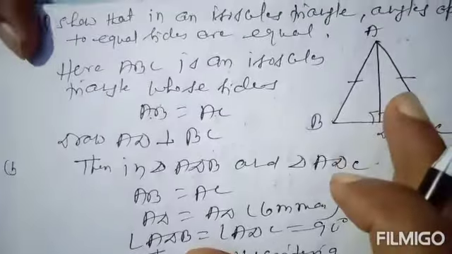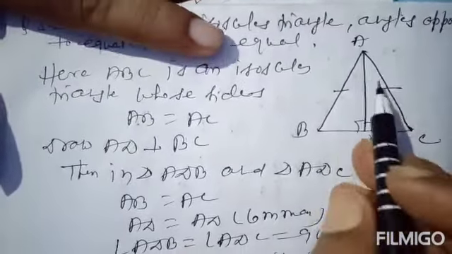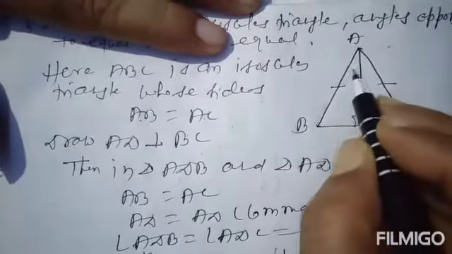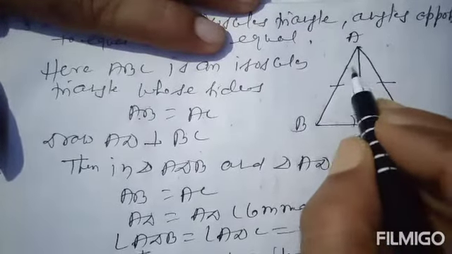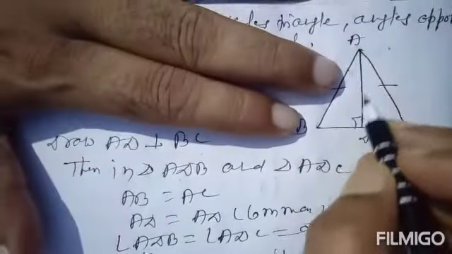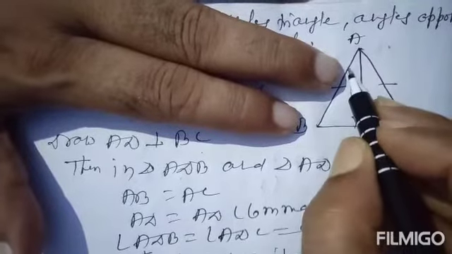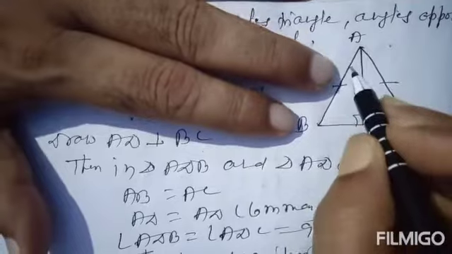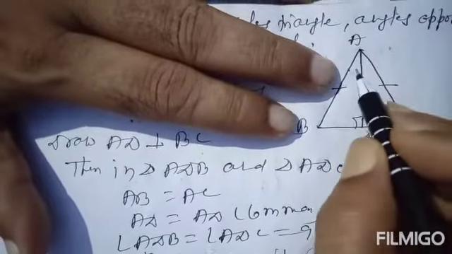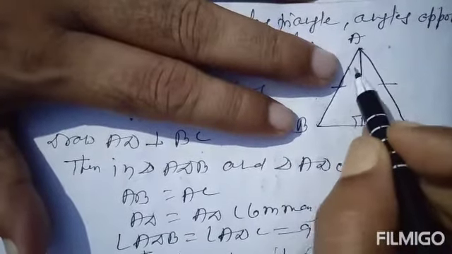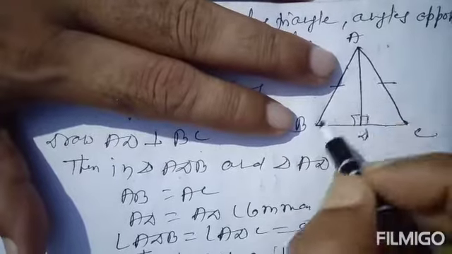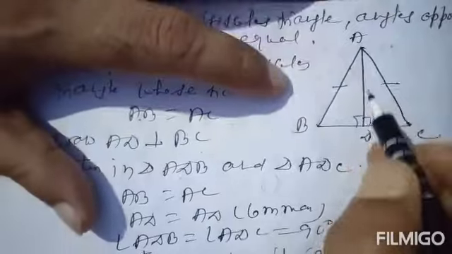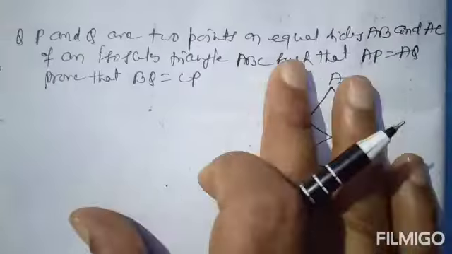We can also prove these triangles congruent by SSS criteria when we draw AD as an angle bisector. We can also prove it by ASA criteria. If AD is the angle bisector of angle A, then these two angles are equal, sides are equal, and with common side AD, by SAS also the triangles ADB and ADC are congruent.